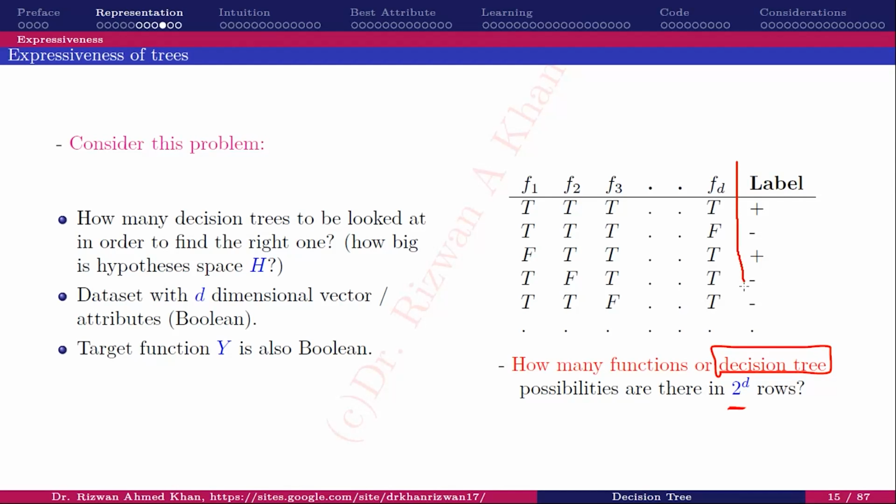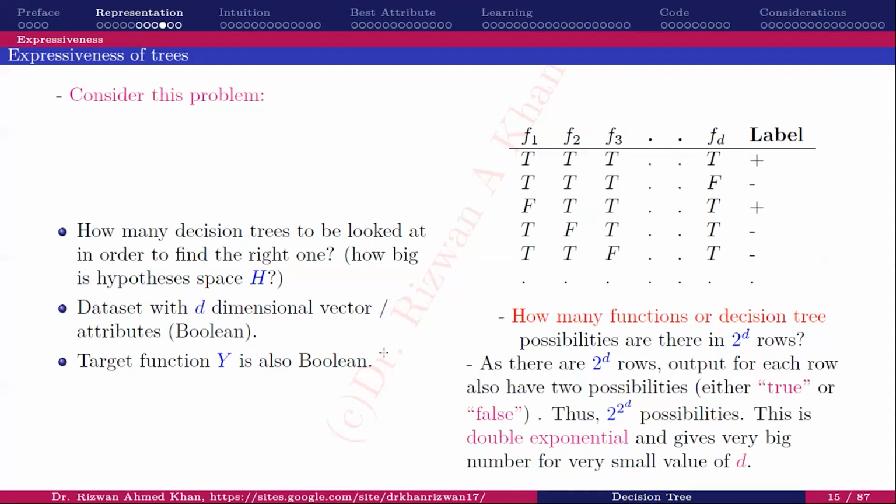Now consider we have a label which is also Boolean, so it's a bit, 0 or 1. Again there are two possibilities. There are 2 to the d rows, and for each row we have two possibilities for the output, true or false. Thus 2 to the 2 to the d possibilities. This is double exponential and gives a very big number for very small values of d.